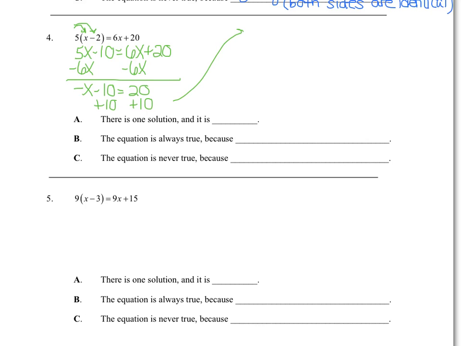I'm going to add 10 to both sides because I want to get x by itself. I'm going to be left with negative x equals 30. So to get x by itself, I'm going to divide by negative 1 and get x equals negative 30. This means there's one solution, and it is x equals negative 30.